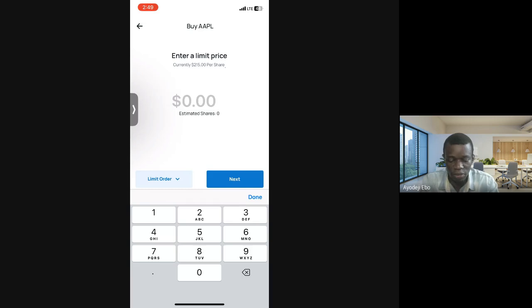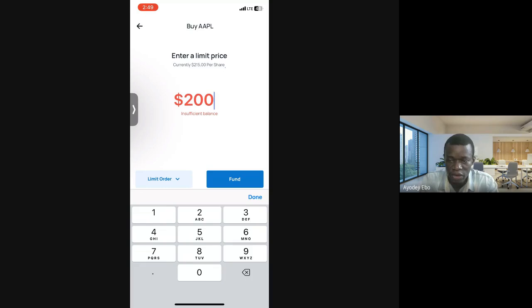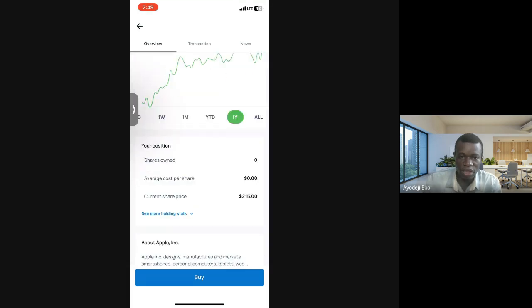It asks you for the limit price: how much are you trying to buy it at? Is it 200? It's telling me I don't have that much money in my account. Currently it's trading at 215, but I may want to buy at 200. So if that's the price I want, you just put 200, then go on and submit it. You can submit it for maybe 30 days. It will be checking the market every day until it gets it at 200, then it supplies you. So that is also very good to note.